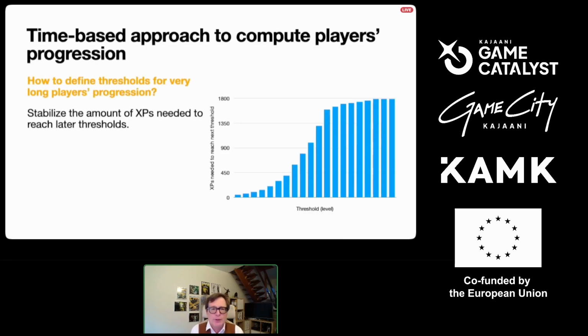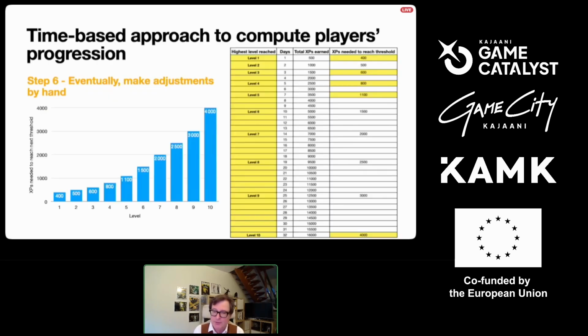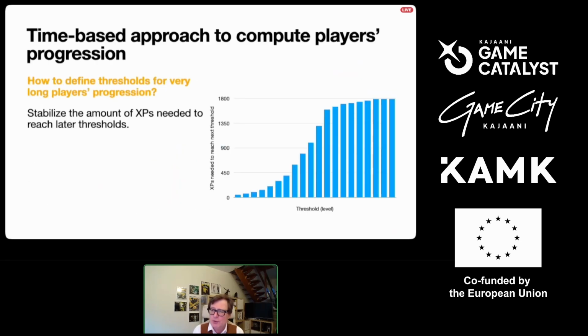So this example covers 21 days of play only. Now, what about a much longer period? Usually, progression schemes are built over months, sometimes years of play, okay? So the good practice is to stabilize by hand the number of XP needed to reach much, much later thresholds, like in this one. So you see, initially here you've got a curve a bit similar to the one I just showed you, okay? But eventually, I smooth it out, so I still have some kind of slow progression, okay? But I decide that I don't want to make it unbearable for players. So eventually, I smooth out my curve.